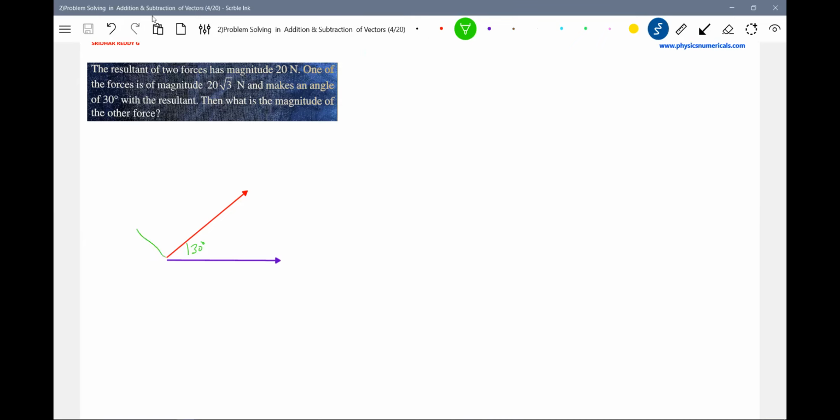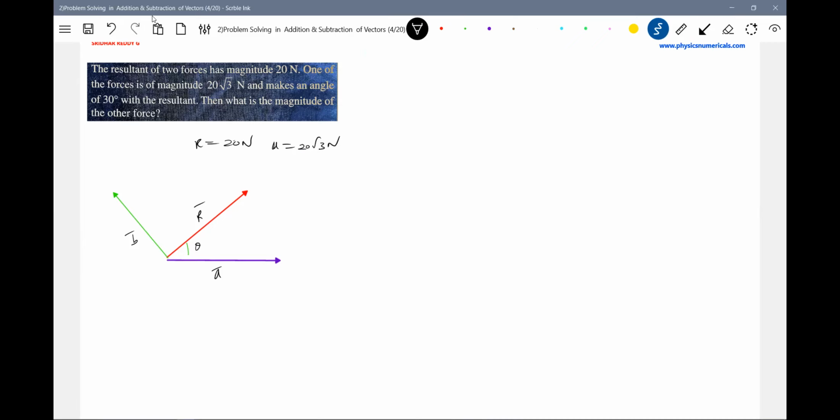I'm going to bring it like this, this other force. So this is vector A bar, this is P bar, this is the resultant. Now, we know the resultant, how much is it? 20 Newton. One of the forces has magnitude 20 root 3 Newton. The angle theta.